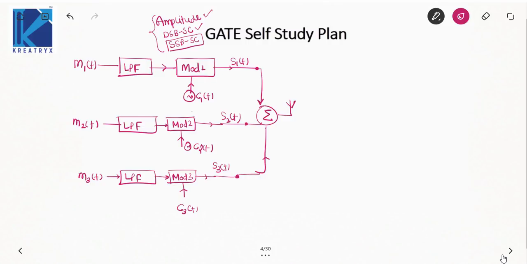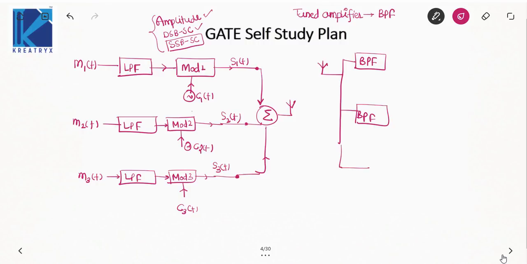Now we know that the first block of a receiver is a tuned amplifier, which is nothing but a band pass filter. So at the receiver side we will have a band pass filter. This will also be a band pass filter, and here also we will have a band pass filter. Since we have combined the signals, at the receiver side we'll be getting the combined signal s1(t) plus s2(t) plus s3(t). The band pass filter will filter one signal. Here also it will filter the second signal, and it will filter the third signal.